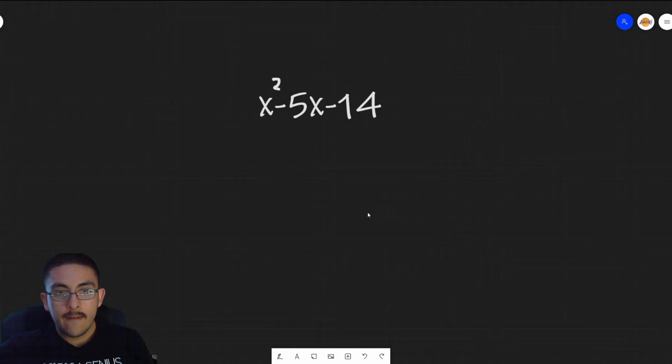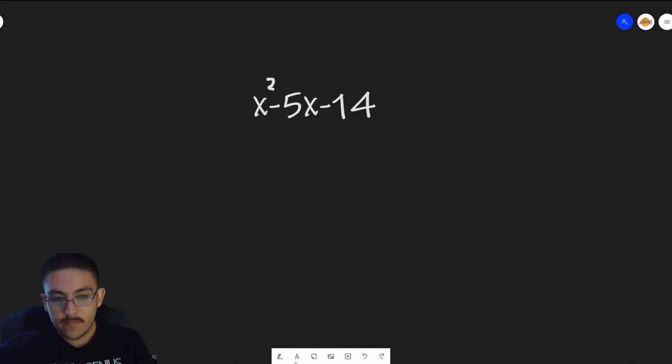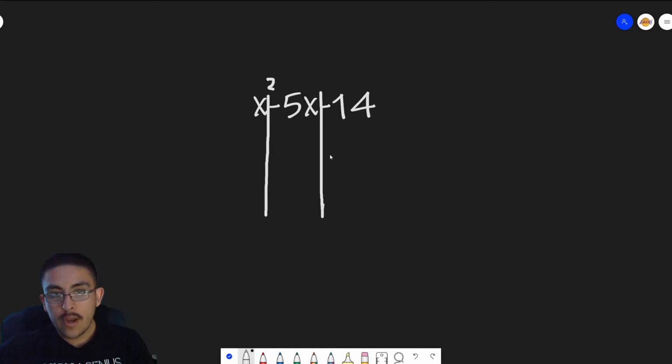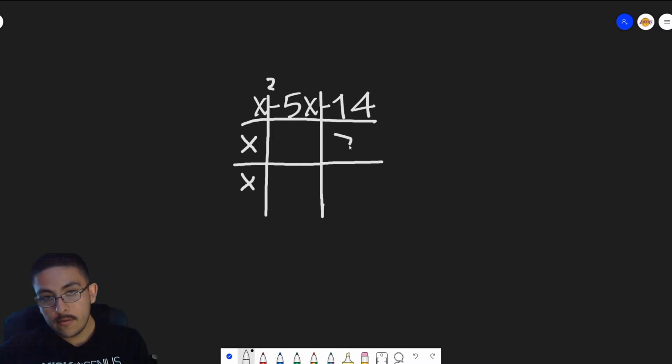Here we have x squared minus 5x minus 14. Same thing. We're going to do like we're playing tic-tac-toe. And try not to cut off the negatives because those are important. So we're going to need two things to multiply to x squared. Once again, x and then x. And then two numbers to multiply to 14. So let's do 7 and 2, but it has a negative sign there. So let's make one of these negative.